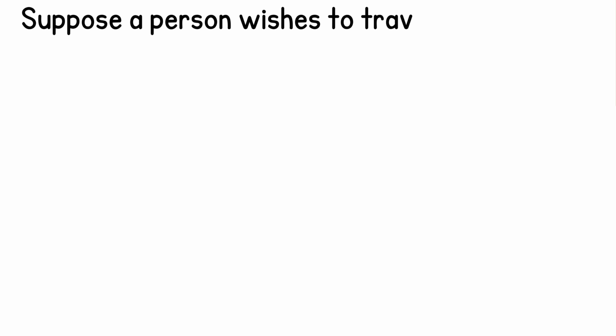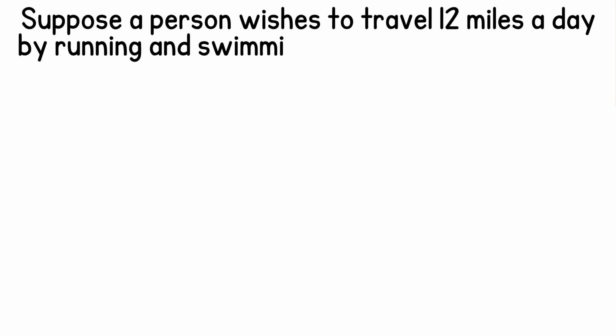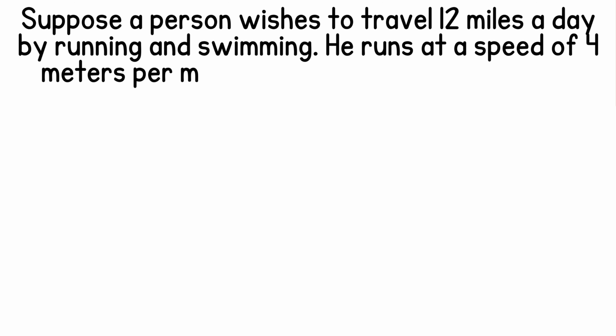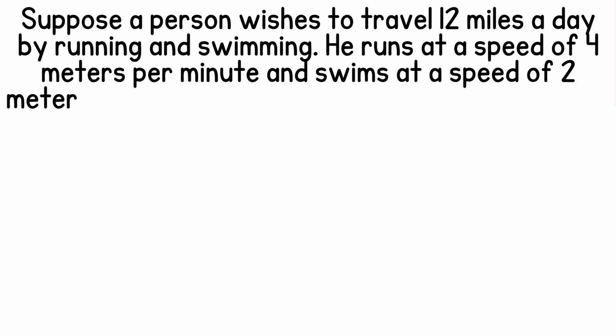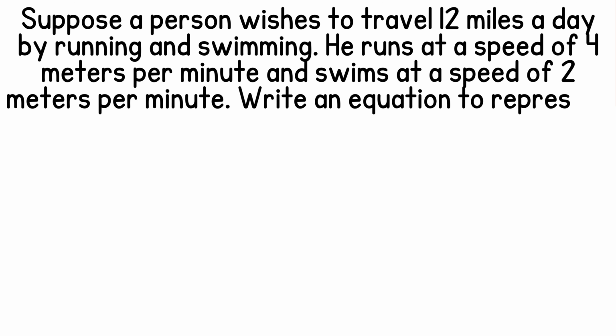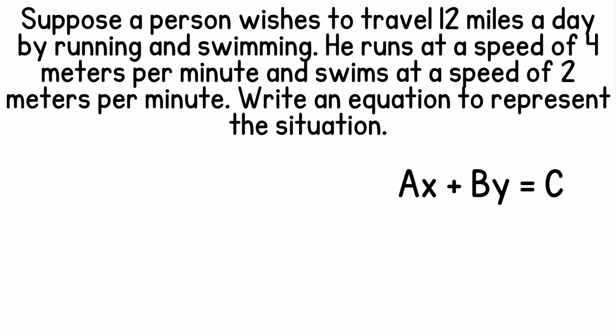Suppose a person wishes to travel 12 miles a day by running and swimming. He runs at a speed of 4 meters per minute and swims at a speed of 2 meters per minute. Let's write an equation to represent this situation. So we'll take an equation in standard form, which is ax plus by equals c, and replace our coefficients and constant by what this story tells us.